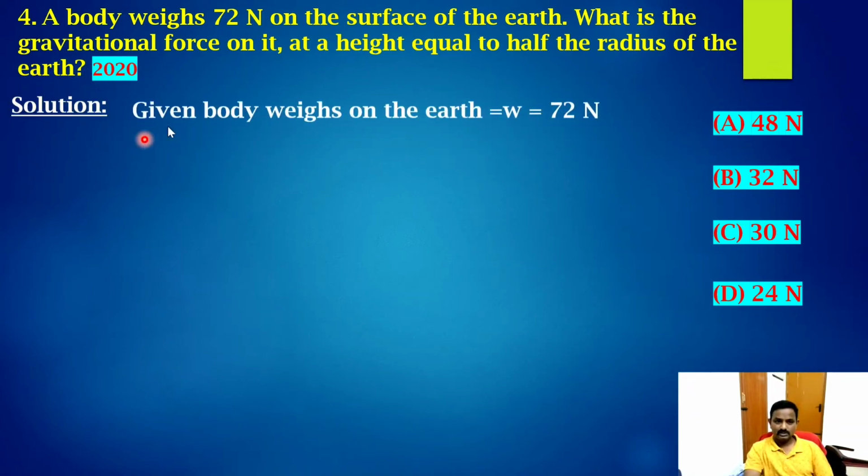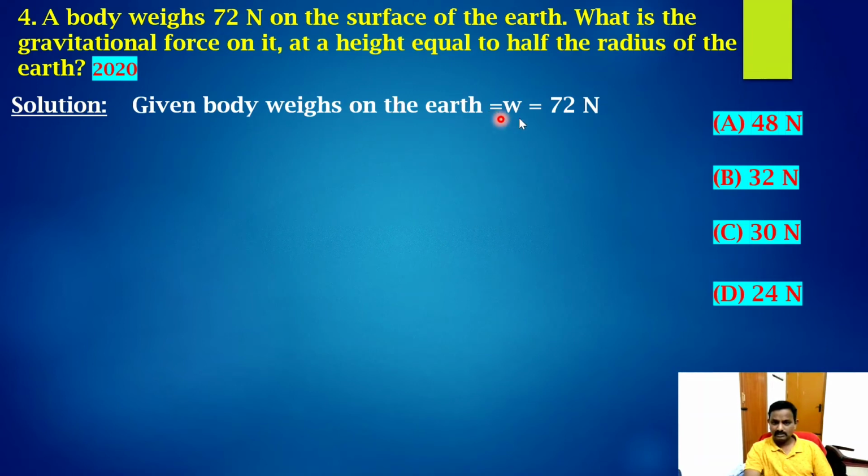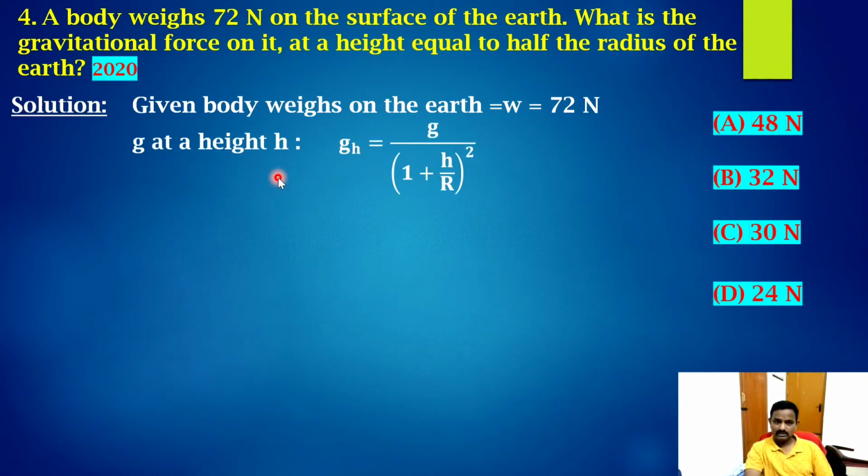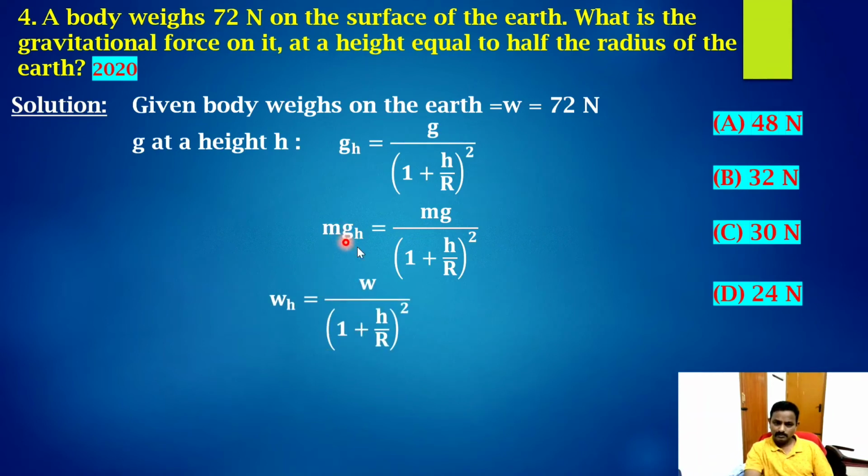Solution: given body weighs on the earth, that is W equal to 72 Newton. g at a height h is equal to g by 1 plus h by R whole square. So I will multiply with m on both sides to get weight at a height h and weight on the surface of the earth. So I got mg_h is equal to mg by 1 plus h by R whole square. So mg_h means weight at a height h is equal to mg, weight on the surface of the earth, by 1 plus h by R whole square.